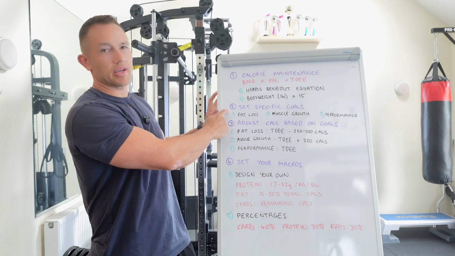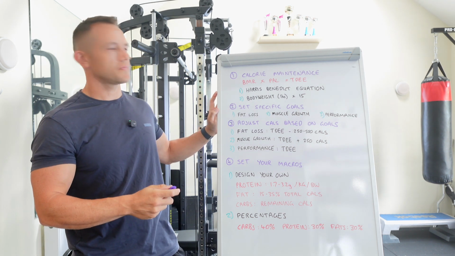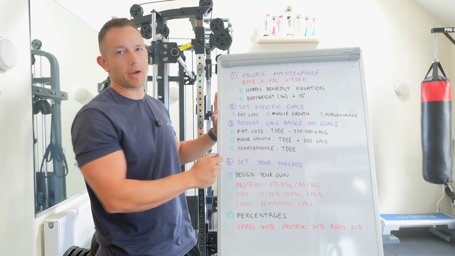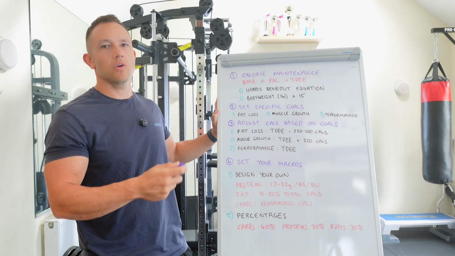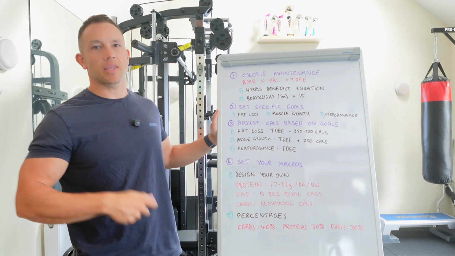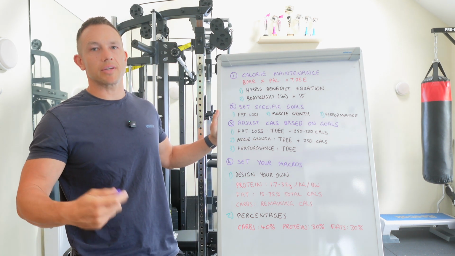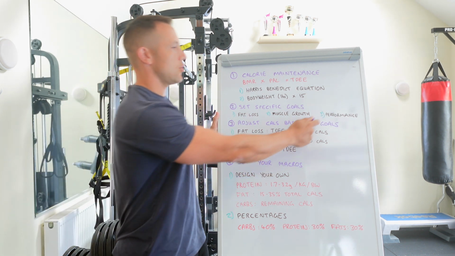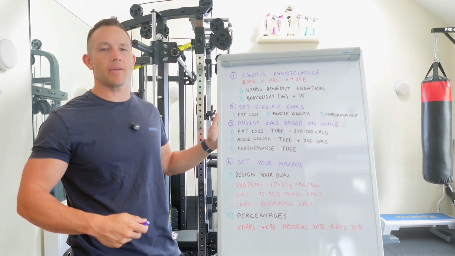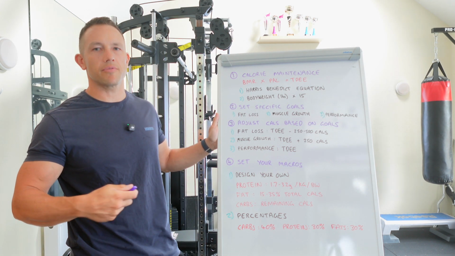Step number two is setting specific goals. There's three main ones. So fat loss, okay? We want to be able to preserve lean muscle tissue whilst dropping body fat. Muscle growth, okay? We want to gain lean muscle tissue but not put on excessive body fat. Or performance, okay? Are we just training to hit PRs in the gym and recover well, okay? Recover faster.